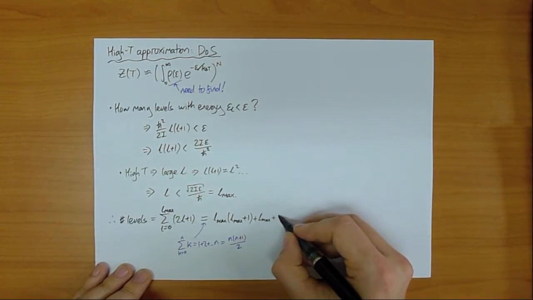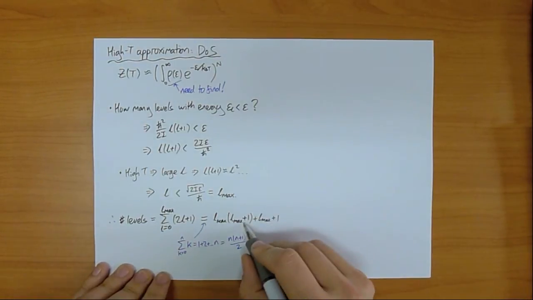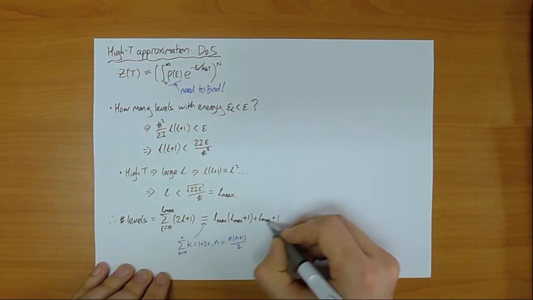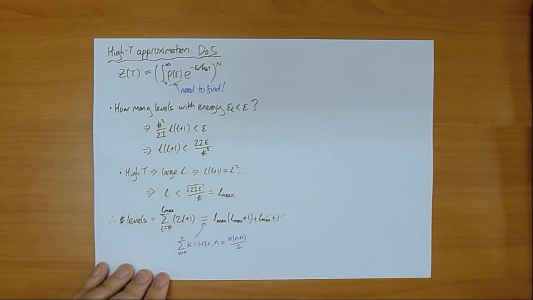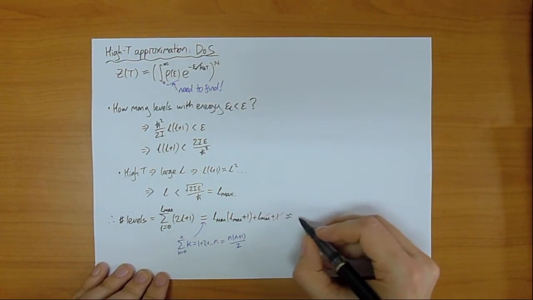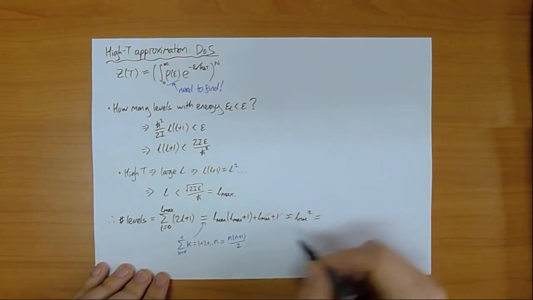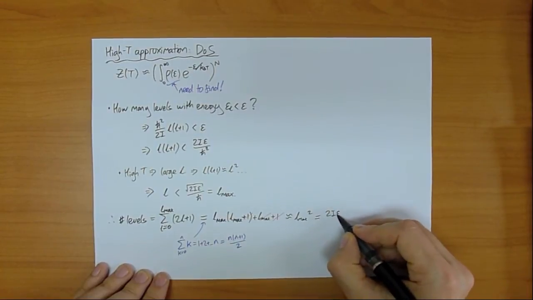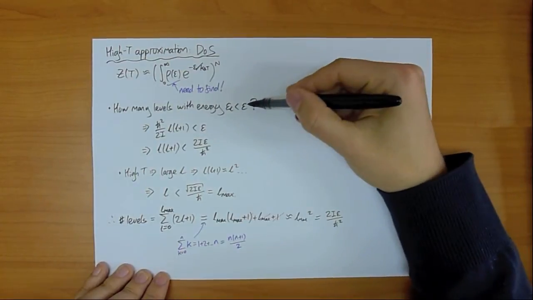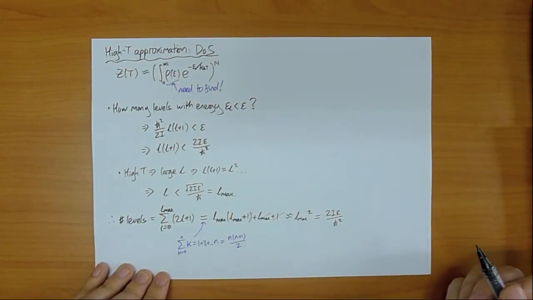And then this 1 here just gives me another L max plus 1. But again, if L is large, then we can ignore the terms of smaller value of L. So L max squared is here. We can ignore L max, and we can ignore 1. So the number of levels is approximately just equal to L max squared, which from this formula here is 2I epsilon over h bar squared. So the number of levels with energy less than epsilon is approximately given by 2I epsilon divided by h bar squared.